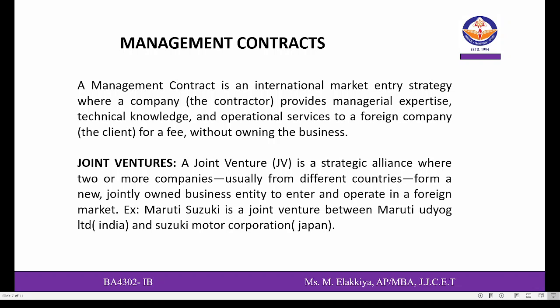The next one is management contract. It is a market entry strategy where a company provides managerial expertise, technical knowledge, and operational services to a foreign company for a fee without owning the business. Next one is joint venture. It is a strategic alliance where two or more companies form a newly jointly owned business entity to operate a business. For example, Maruti Suzuki is a joint venture between Maruti Udyog Limited from India and Suzuki Motor Corporation from Japan.